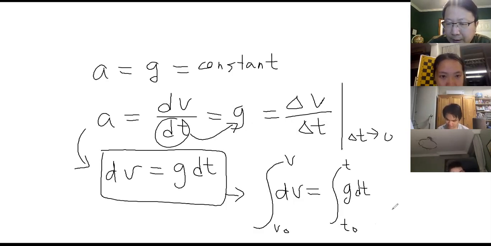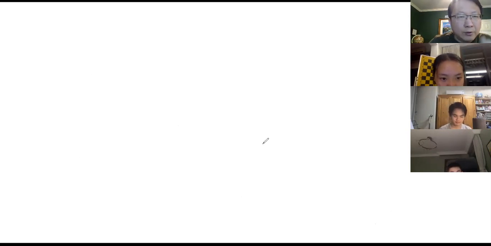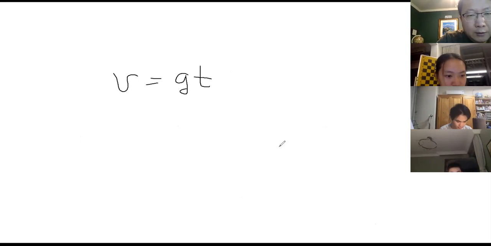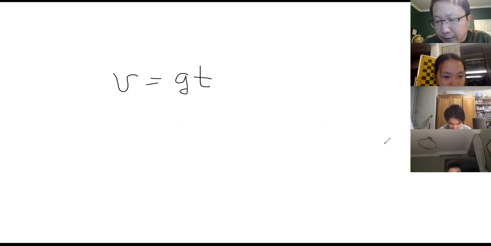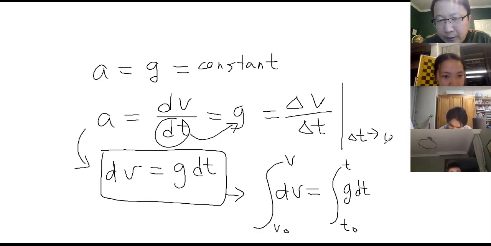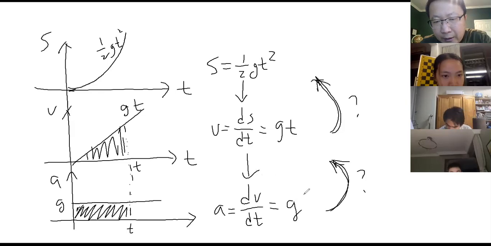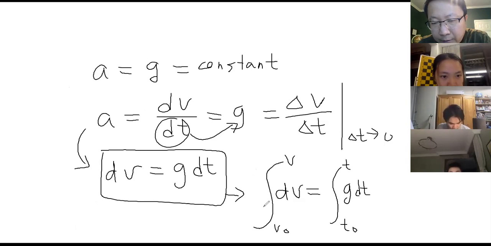So basically, this eventually gives you V equals gt. To introduce the integral concept, let's not make it too complicated. The integral concept is a reverse process of the derivative.